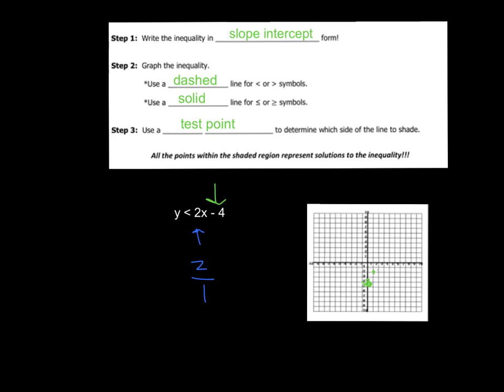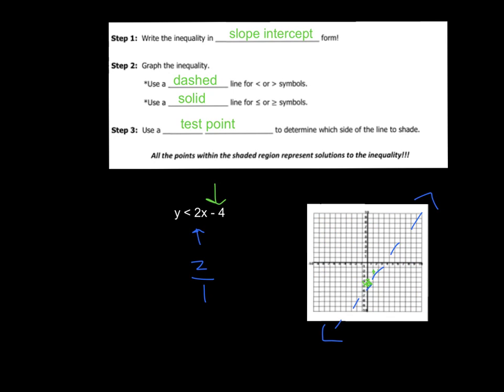So I notice here that my inequality is less than, so I am going to draw a dashed line. Remember to use a straight edge to help you make sure that your line is straight, to make my line go all the way across my coordinate plane. The last step here is to determine, do I shade above this line or below this line?